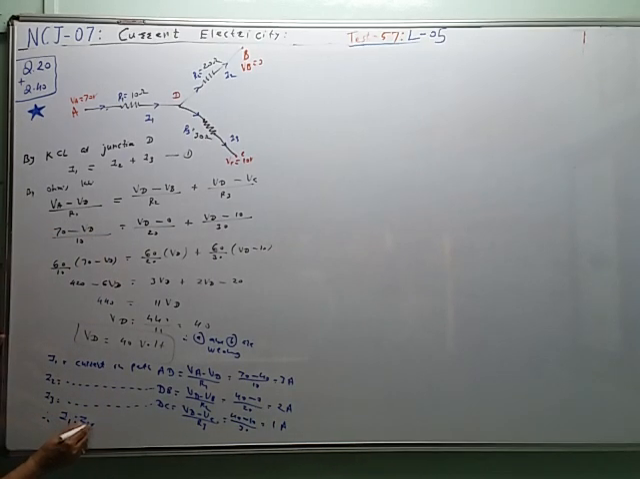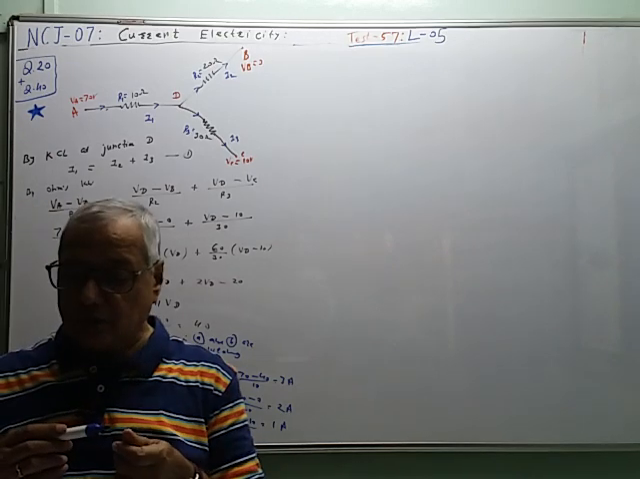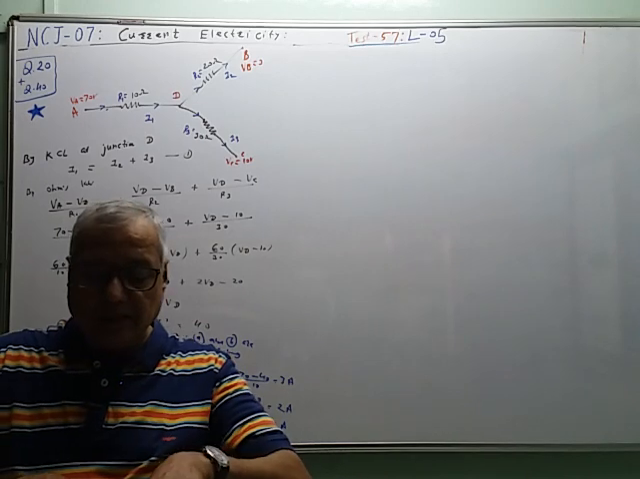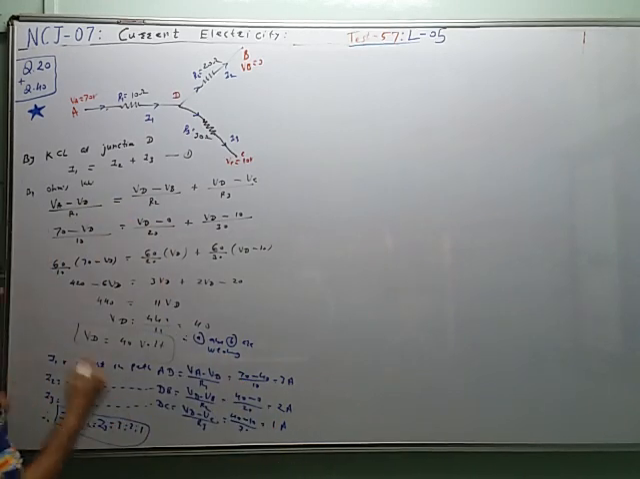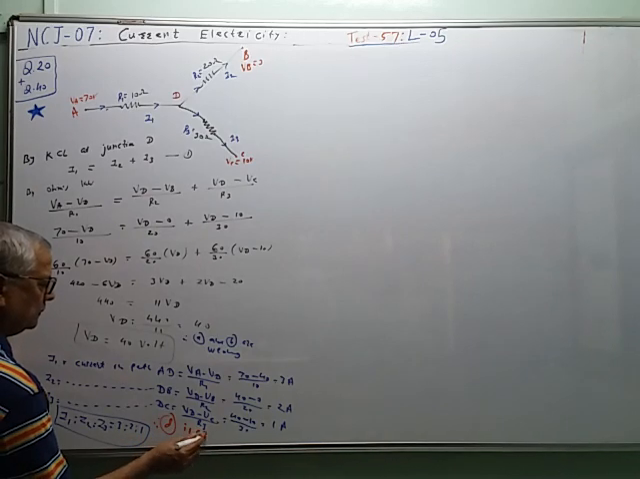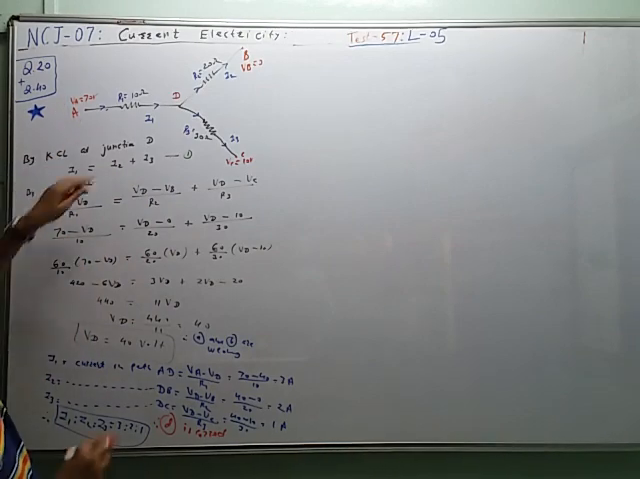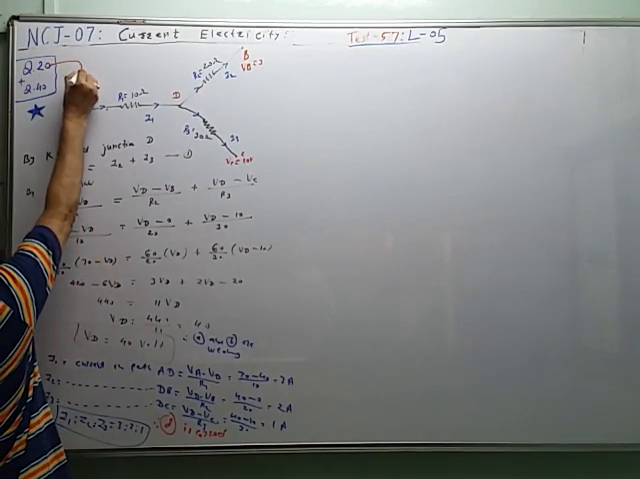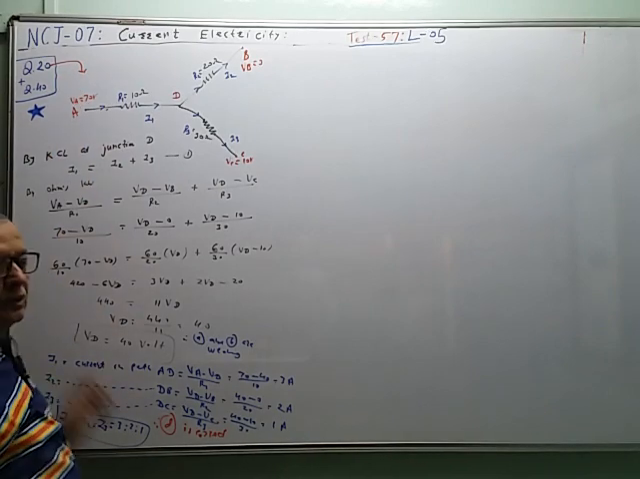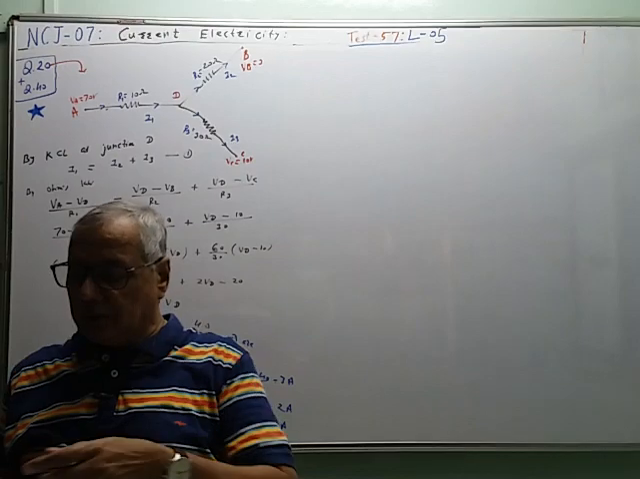Therefore I1 is to I2 is to I3 is equal to 3 is to 2 is to 1. That means the ratio of currents 3 is to 2 is to 1 is what is given to us in D. Therefore D is correct. So this is question number 20. Now let us take question number 40 also.